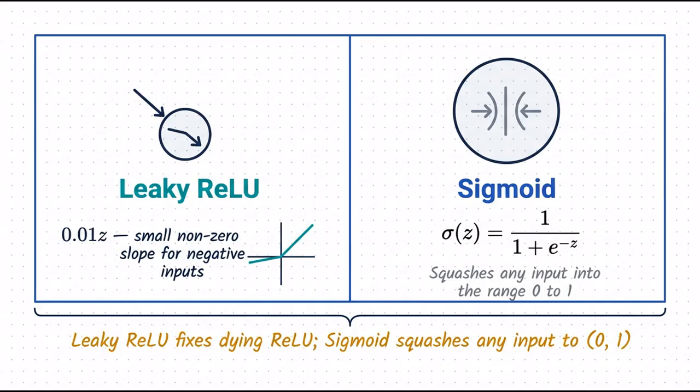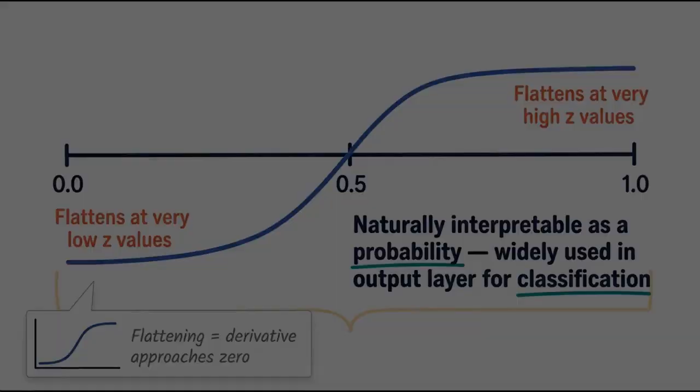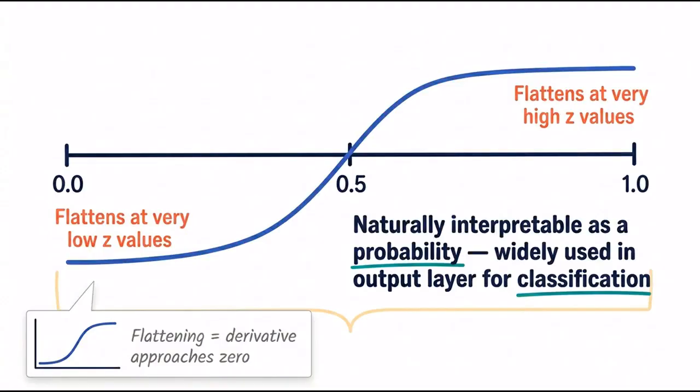Sigmoid: sigma of z equals 1 over 1 plus e to the power of negative z. Sigmoid squashes any input, no matter how large or small, into the range 0 to 1. This makes it naturally interpretable as a probability, which is why it is still widely used in the output layer for binary classification. However, at very high or very low values of z, the function flattens out.